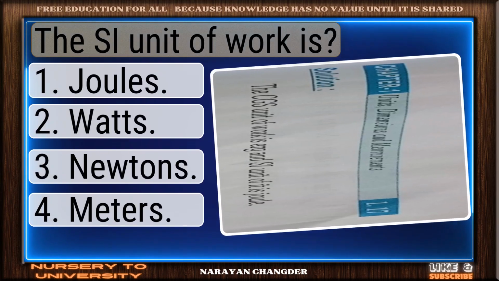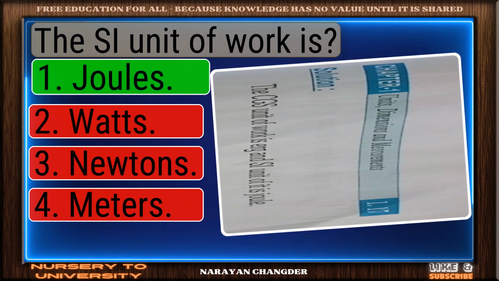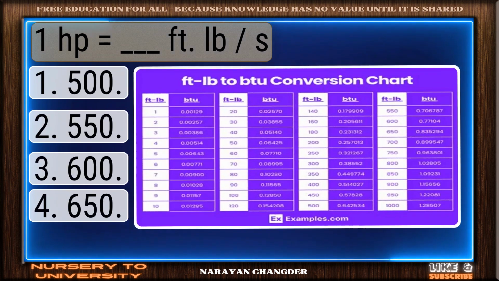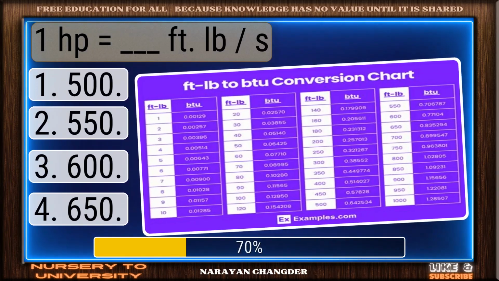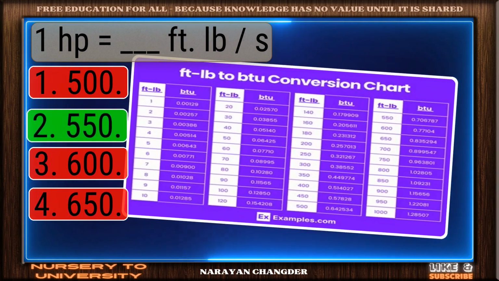The SI unit of work is. Excellent choice. Joules is the right answer. 1 HP equal to dash pounds. Sharp thinking. 550 is the right choice.